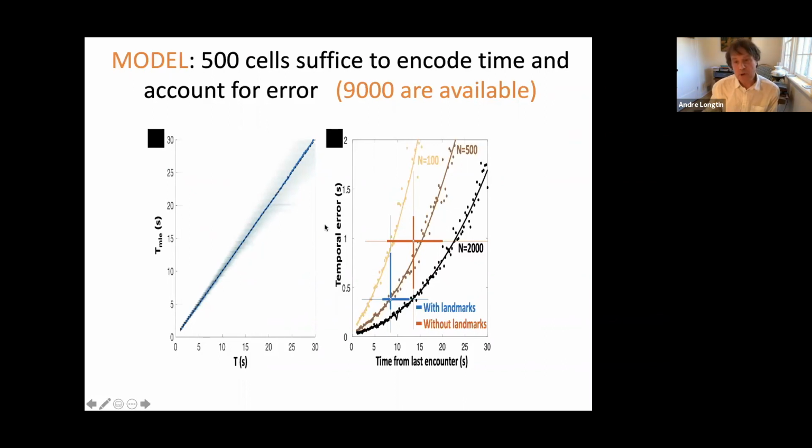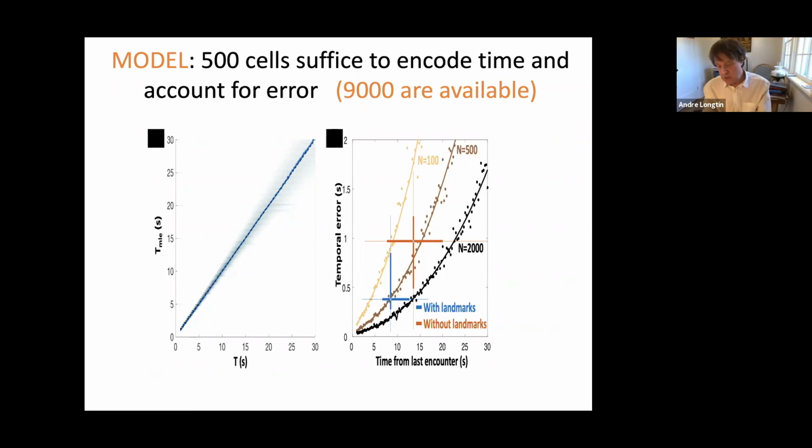And furthermore, you can look at the temporal error as a function of time. Well, that error grows with time, like all estimation processes in biology. But the analysis reveals that 500 cells are going to suffice to account for the error that we see experimentally when the fish is swimming around, and what's the error it's making on where things are. And there's about 9,000 cells available, so this is more than enough.